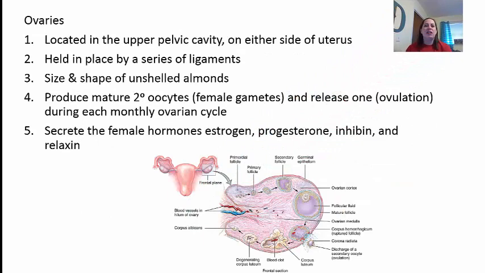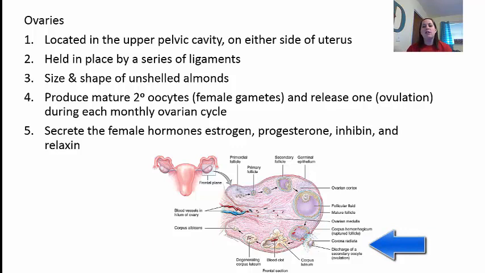The ovaries are located in the upper pelvic cavity on either side of the uterus. They're held in place by a series of ligaments. Their size and shape is kind of like an unshelled almond. So if you looked at how big an almond is when it's not in its shell, that's about the size of each ovary. Their whole purpose is to produce secondary oocytes. That's a more mature oocyte, which is an egg, to be released. They release one each month. That's what ovulation is.